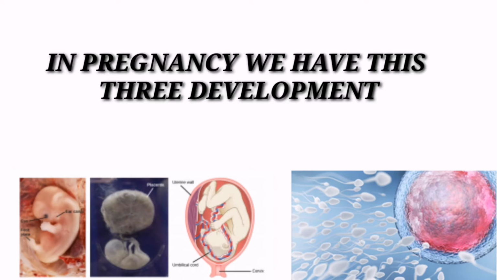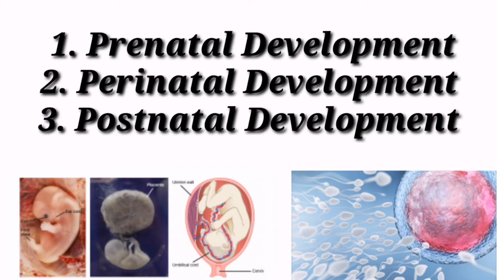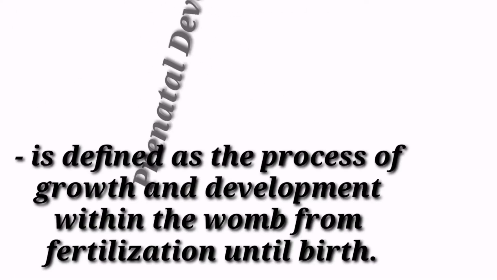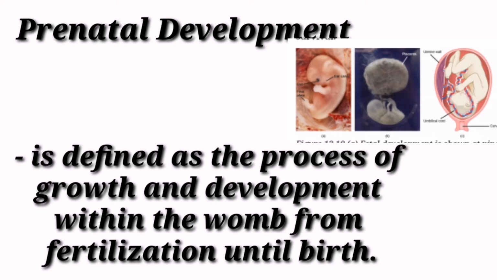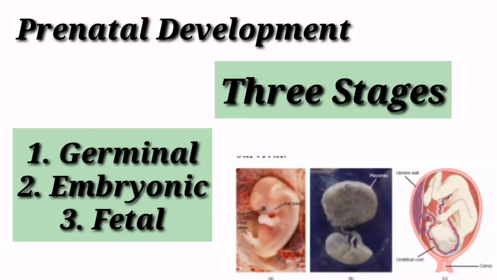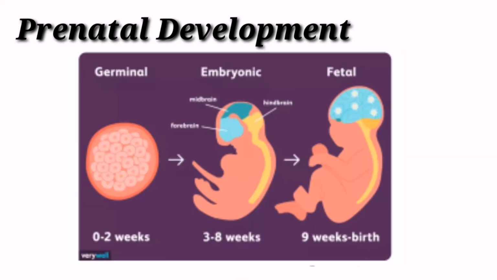In pregnancy, we have three developments: prenatal development, perinatal development, and postnatal development. Prenatal development is defined as the process of growth and development within the womb from fertilization until birth. Prenatal development has three stages: the germinal, embryonic, and fetal. Germinal, 0 to 2 weeks. Embryonic, 3 to 8 weeks. Fetal, 9 weeks till birth.